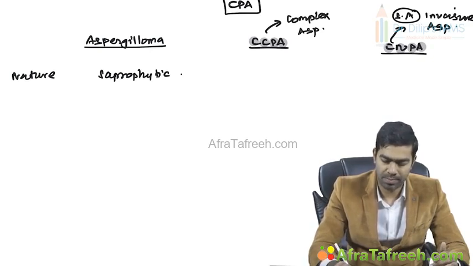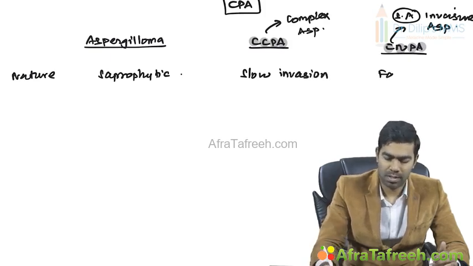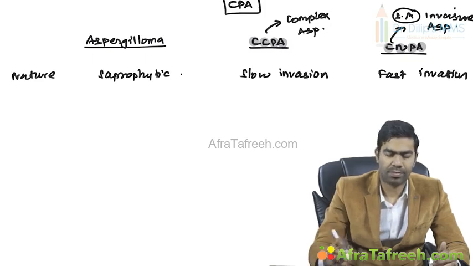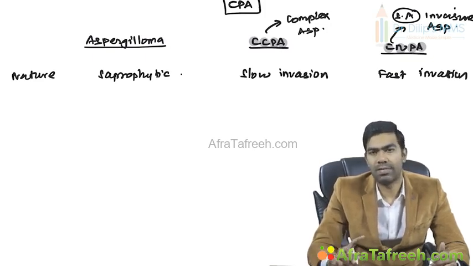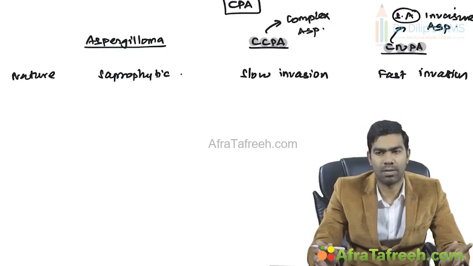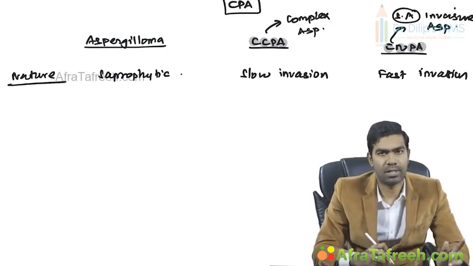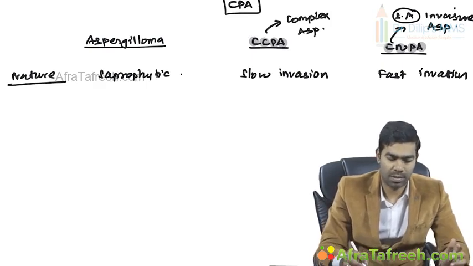But in CCPA, it causes slow invasion. It's not a faster invasion, but invasion takes some time. But in CNPA, it's relatively faster invasion compared to that of CCPA. Whereas in invasive pulmonary aspergillosis, it's a rapid invasion because the patient is severely immunosuppressed. All this happens within a day or 2. This is the nature of Aspergillus infection in different types of CPA.